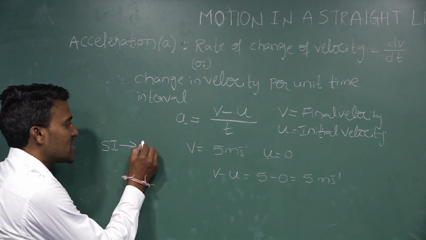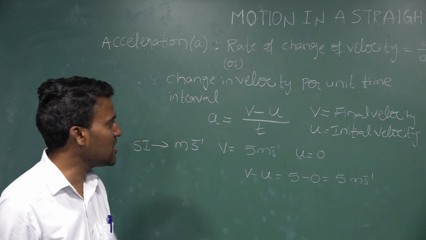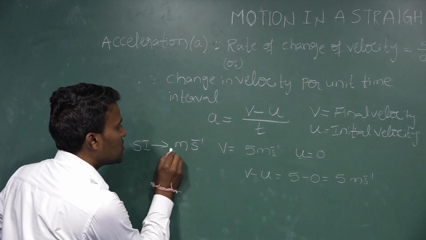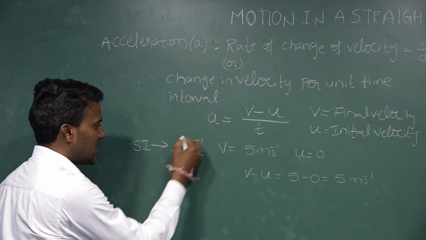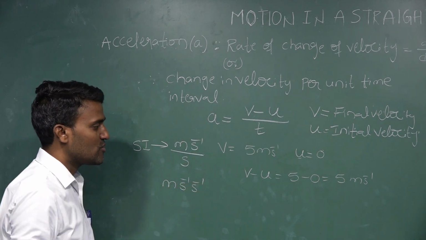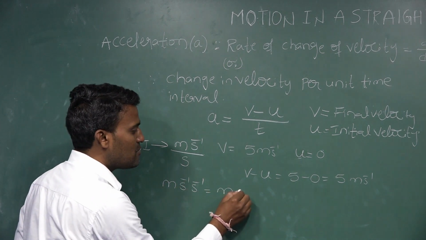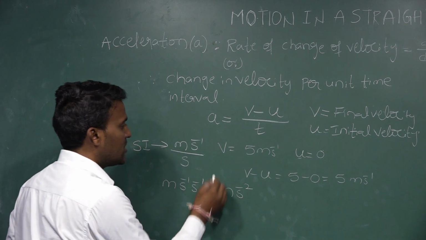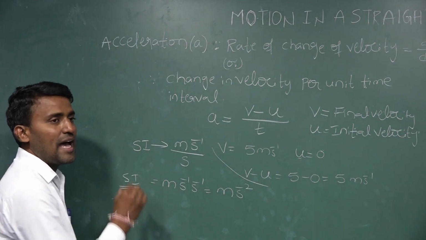That velocity unit is meter per second, divided by time. The time unit is the second. If I take the second into the numerator, you can write m s to the power of minus 1, and another s to the power of minus 1. Bases are equal, so the powers should be added. You can write m s to the power of minus 2. This is the SI unit for acceleration.